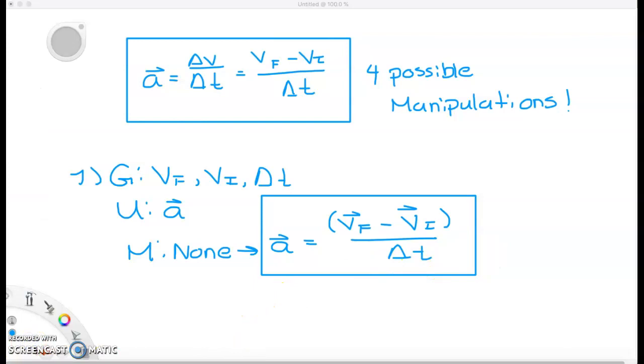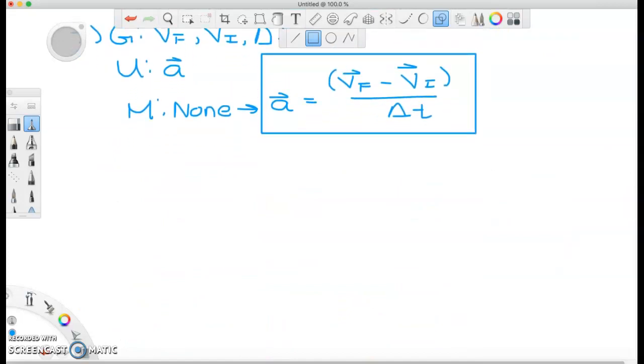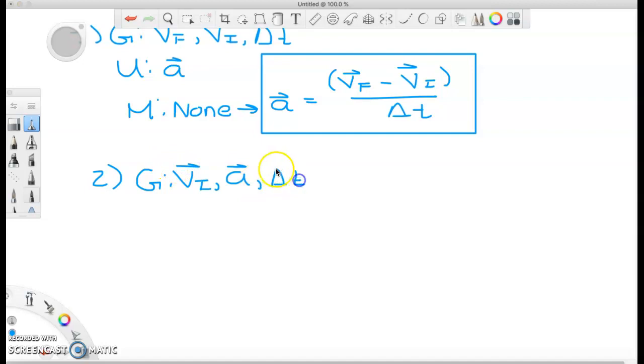So now that we've gone through this idea of how to manipulate our equation, or in this case, how not to manipulate our equation for acceleration, let's go through our next big item. Let's say for number 2, we are given information, all right? Our given information is as follows. We are given the initial velocity, we are given acceleration, and we are given the change in time.